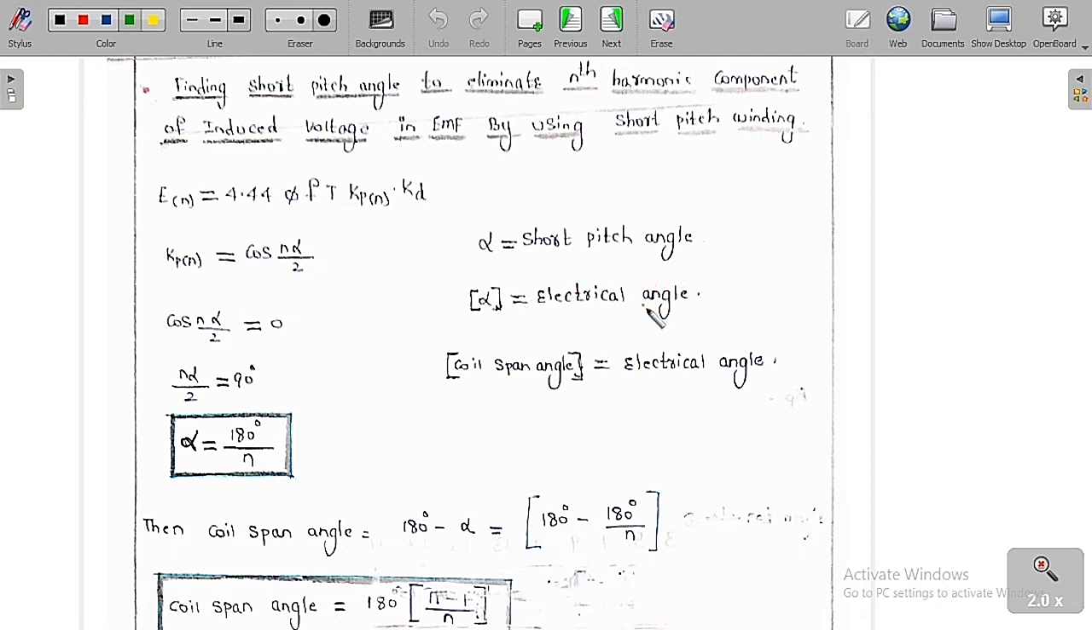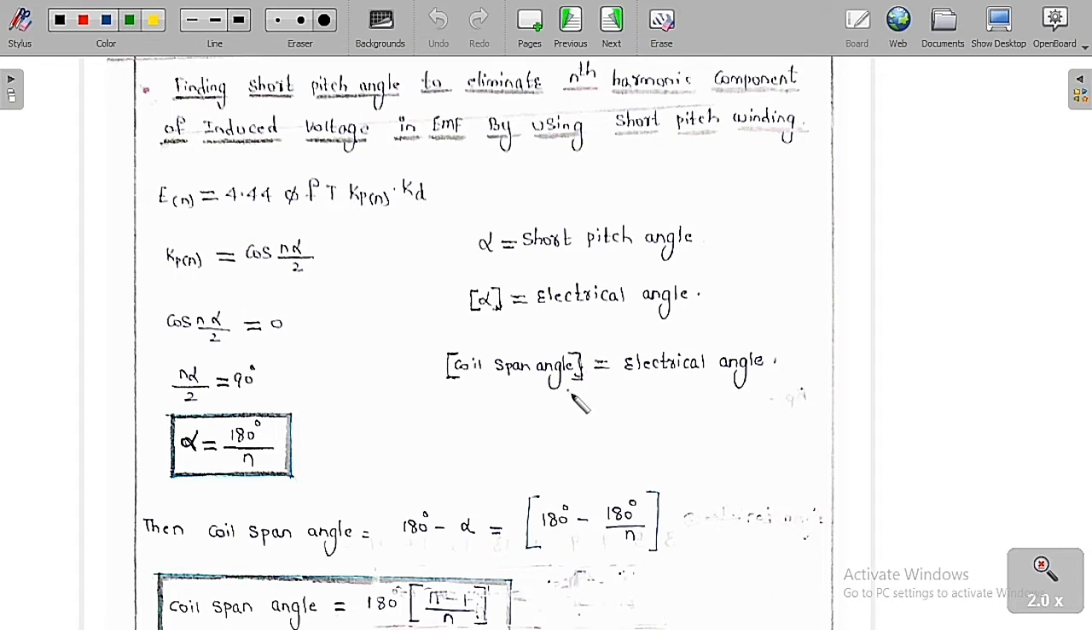It is an electrical angle because alpha is equal to 180 degrees minus the coil span. Basically it is called the pole pitch angle. The pole pitch in electrical angle is 180 degrees. So alpha is equal to 180 degrees minus the overall slot angle, or the overall mechanical angle between the two slots that you are going to connect.